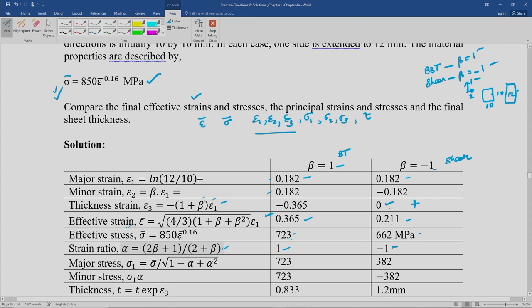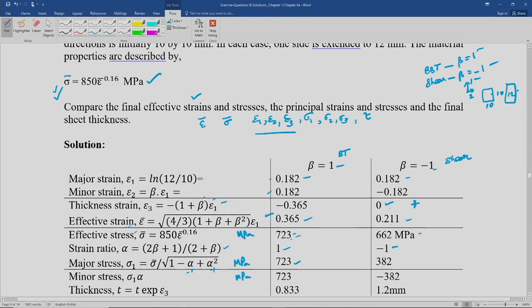Using the Levy-Mises flow rule, this equation you can use. Correct. So if sigma bar is known, alpha is known, I can find sigma 1, which is nothing but my major principal stress. Sigma 1 is sigma bar divided by square root of 1 minus alpha plus alpha square, where sigma bar is 723 divided by square root of 1 minus 1 plus 1. So it will be 723 megapascal. Okay, these all are in megapascal. Effective stress is in megapascal, this is also in megapascal. And for this one, if you put minus 1 here, minus 1 here, and sigma bar is 662, then you will get stress, again in megapascal, as 723 and minus 382, right.